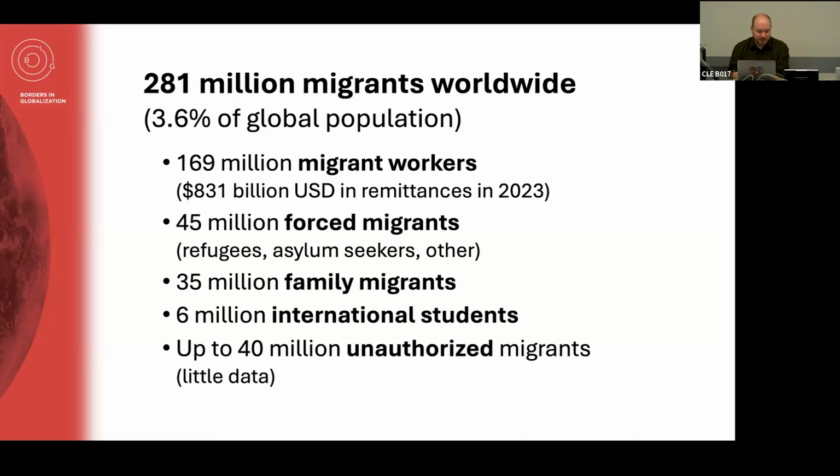And the hardest number to estimate is the number of unauthorized migrants in the world. How many folks are off the grid? How many folks are living below the radar of the state, not checking in with customs or immigration services, and basically residing in a country without authorization from the state? Best estimates are something like 30 to 50 million, maybe 40 million unauthorized migrants, large numbers in the US, of course, and other parts of the world.